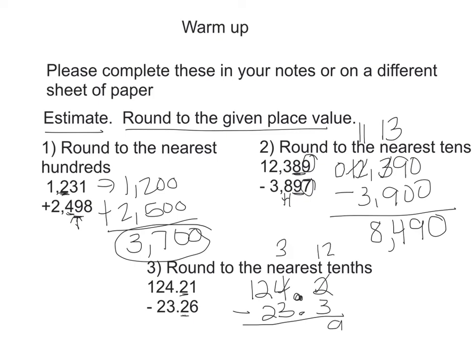12 minus 3 is 9. 3 minus 3 is 0. 2 minus 2 is 0. And then I'm just going to bring the 1 down. And remember, don't forget, you have to include that decimal point.